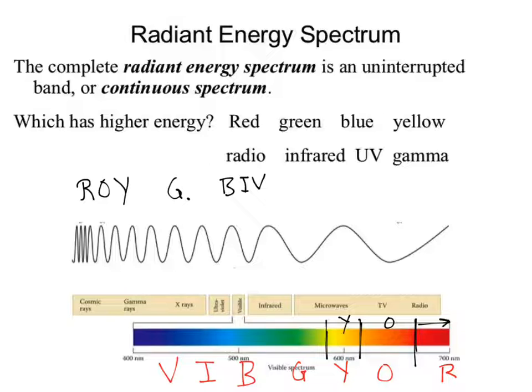Which color is closer to ultraviolet? Violet or red? Violet. You now have your tie back. Okay? Your violet color is higher in energy, your red is lower in energy. Okay? That's the way I remember it, at least.